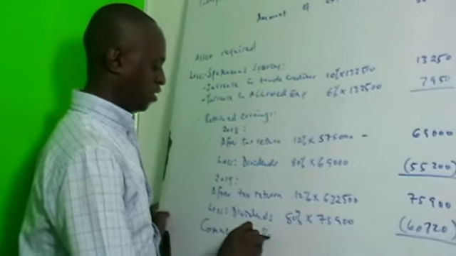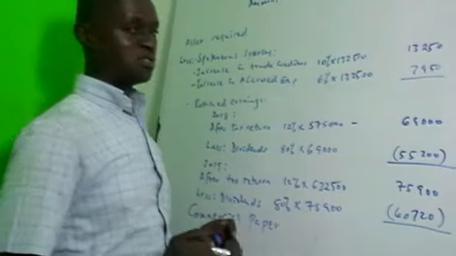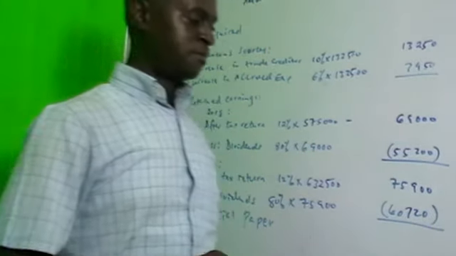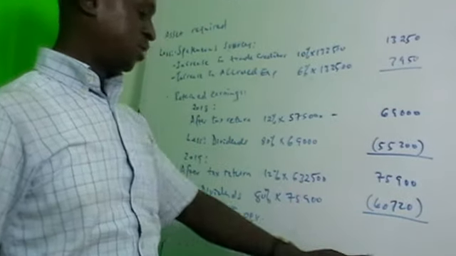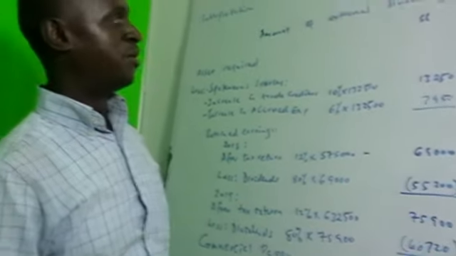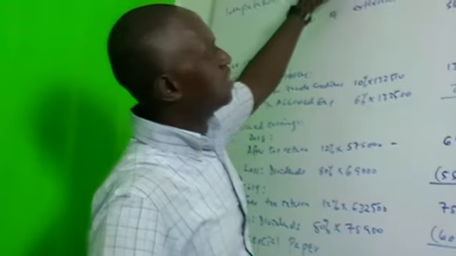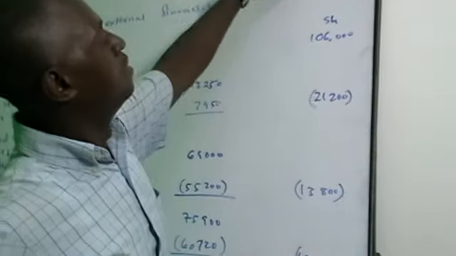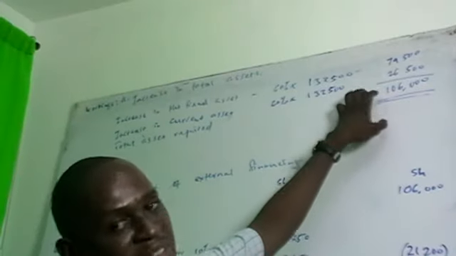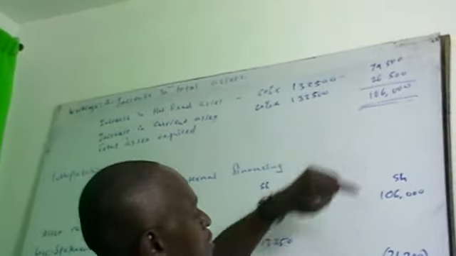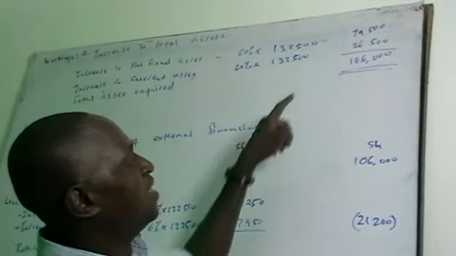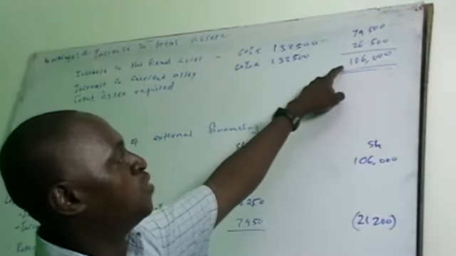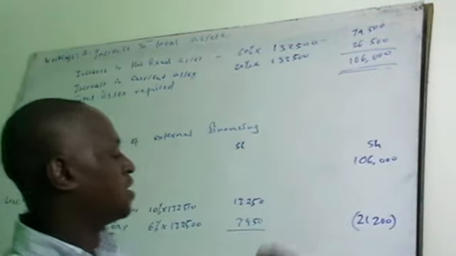So we have here commercial paper. Commercial paper is normally a short-term source of finance. So commercial paper of shillings what? 50,180. So the total assets required is 106,000. So the interpretation will now be that for this company to achieve an increase in sales of shillings 132,500, it needs to acquire assets amounting to shillings 106,000.